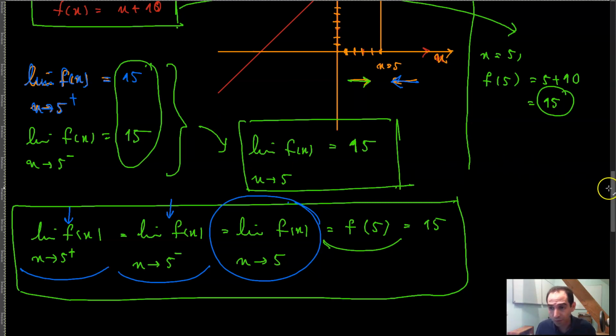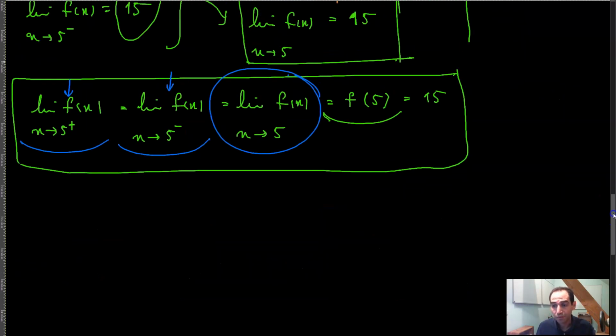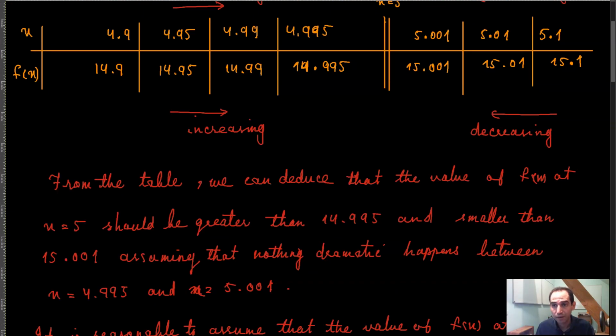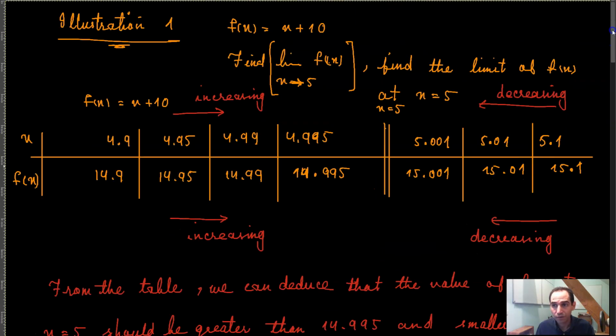So now let's do a couple more illustrations here. At the end of the day, I said all of this about the concept of limit and the fact that it cannot really be defined. But it works. It works all the time. So there has to be something there that makes it work. Okay, so now another illustration.